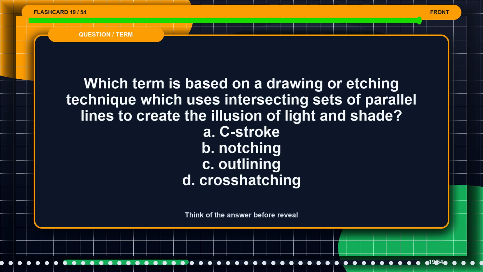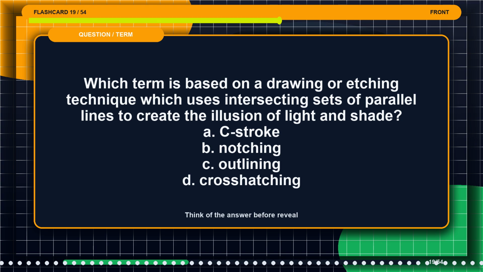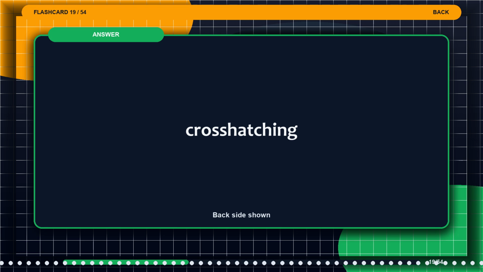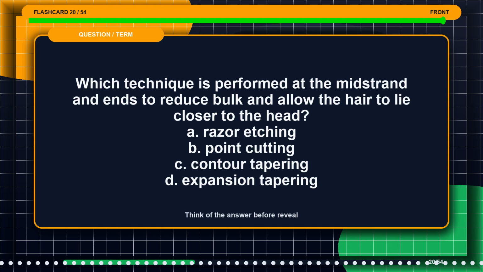Flashcard 19. Which term is based on a drawing or etching technique which uses intersecting sets of parallel lines to create the illusion of light and shade? A, C stroke; B, notching; C, outlining; D, cross-hatching. Pause and think of the answer before the reveal. The answer is cross-hatching.